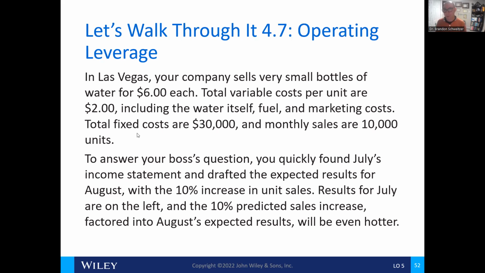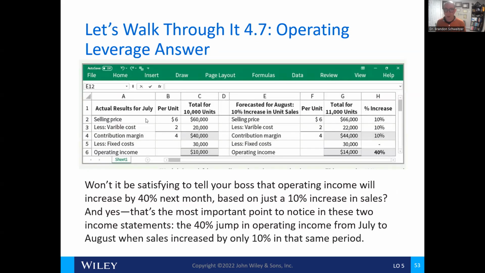The variable cost is $2 per unit. Our fixed costs are $30,000, and our monthly sales are 10,000 units. What happens when there's a 10% change? Looking at that 10% change, here it is before, here it is after. A 10% change in sales price, variable cost, or contribution margin, minus the fixed cost, gives us our new operating income. And it's just a matter of factoring in the 10% change.